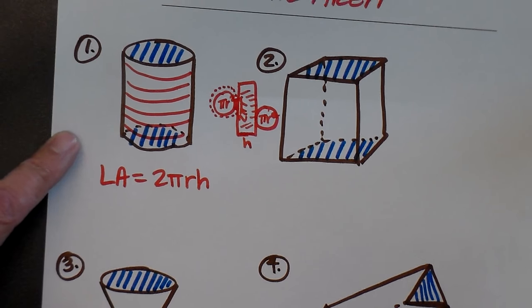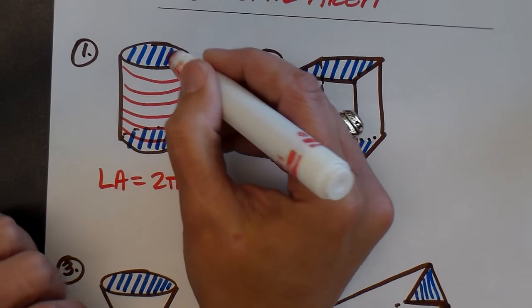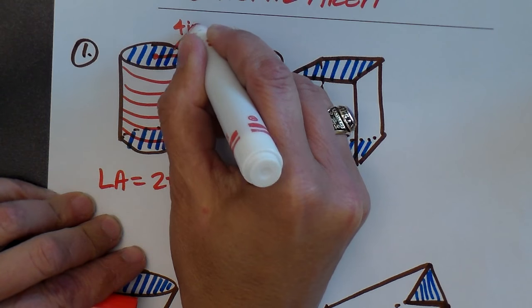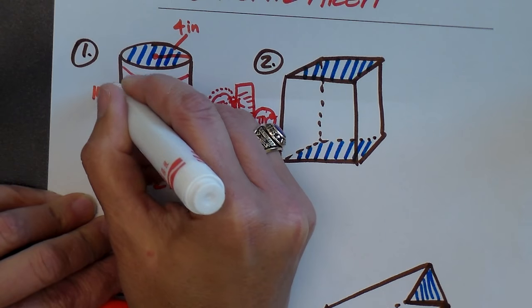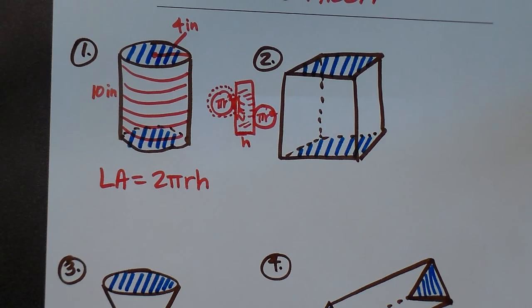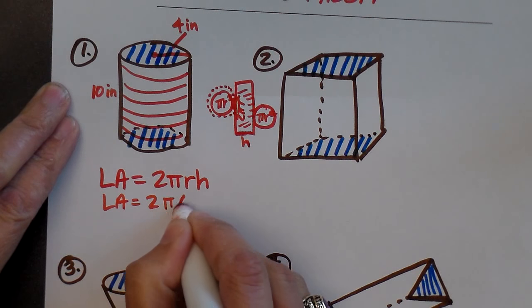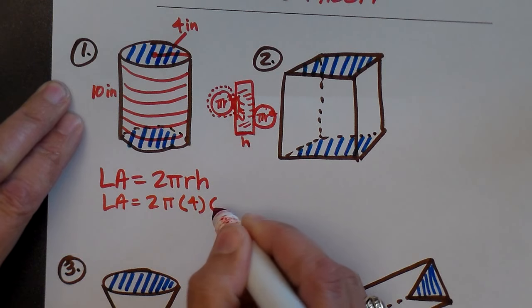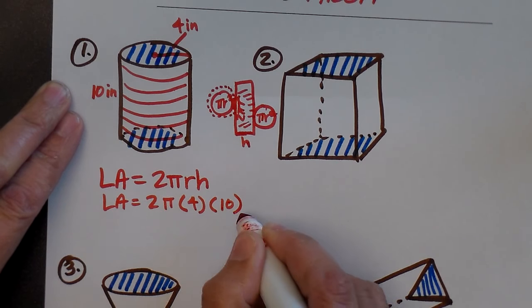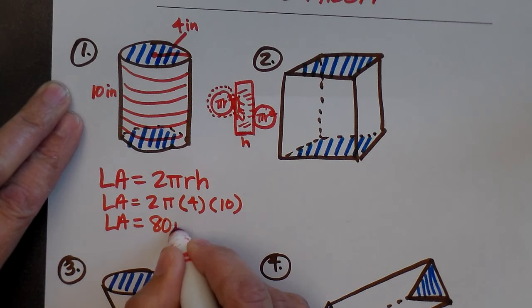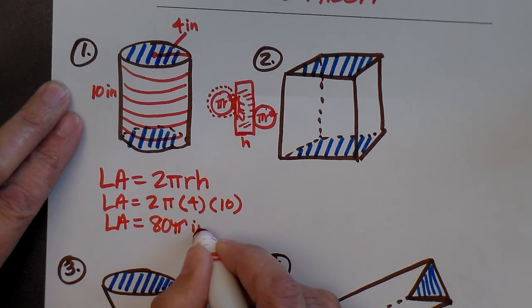So let's say I have a radius of 4 inches and a height of 10 inches, and I want to find the lateral area. The lateral area is going to be 2 times pi times the radius, which is 4, times the height, which is 10. So 2 times 4 is 8, 8 times 10 is 80, so 80 pi inches squared.